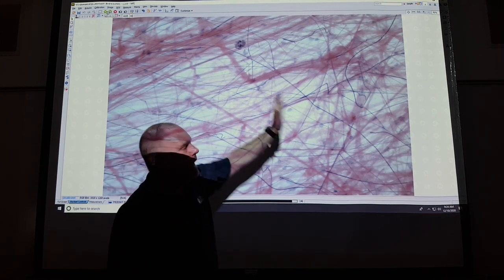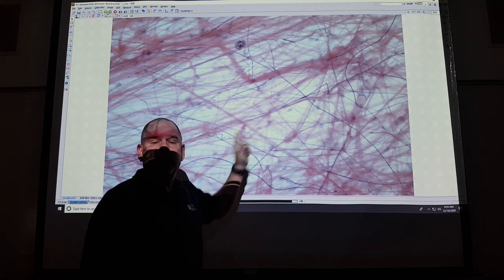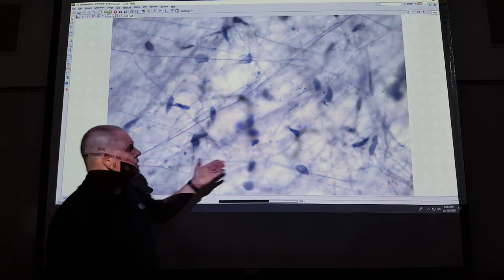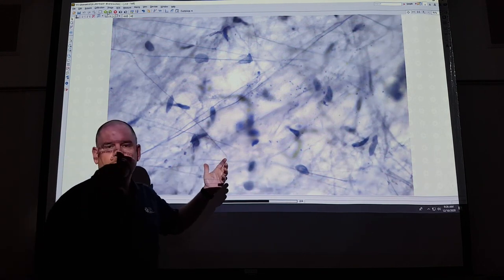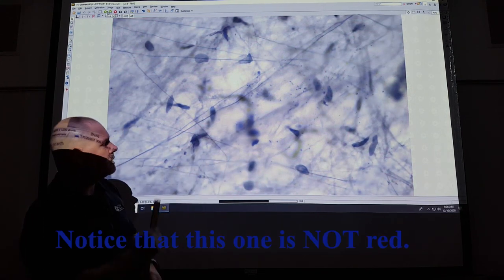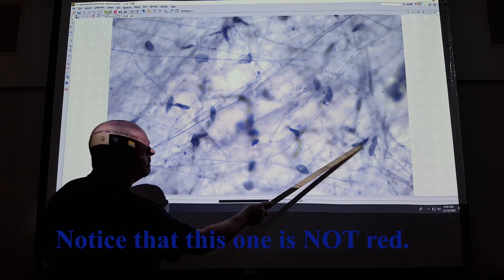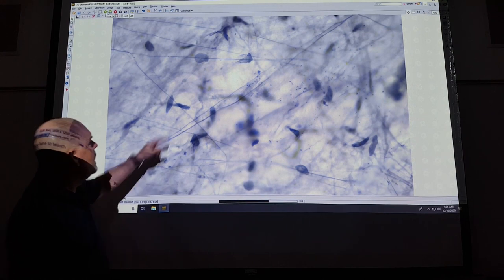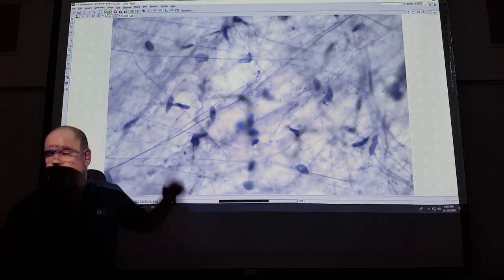So, areolar connective tissue. Let me show you one other view of this same tissue. Okay, here's another perfectly reasonable view of areolar connective tissue. In this preparation, you can see that the fibroblasts stand out a little bit more. I can see the elastin and collagen fibers.